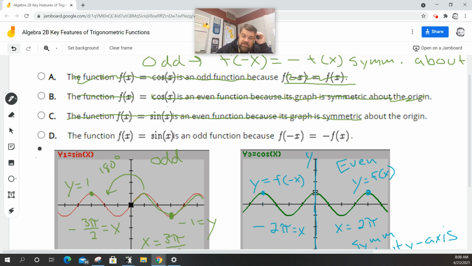The function f of x equals sine of x is odd because f of negative x is equal to negative f of x. And what this is saying is whatever this y value is evaluated at the negative x, this will be the same y value but the opposite. And that is true. That's just a little more formal way of saying it.